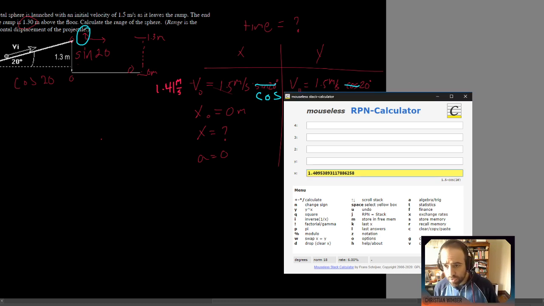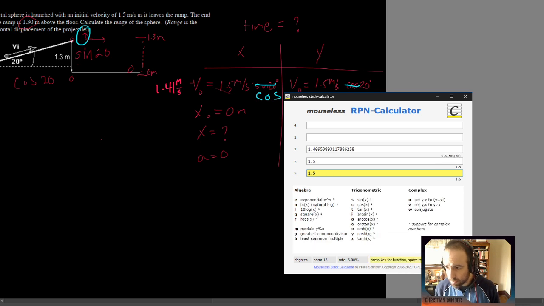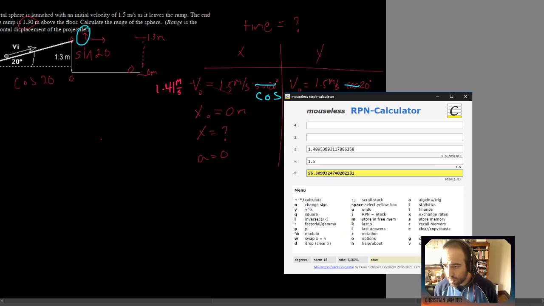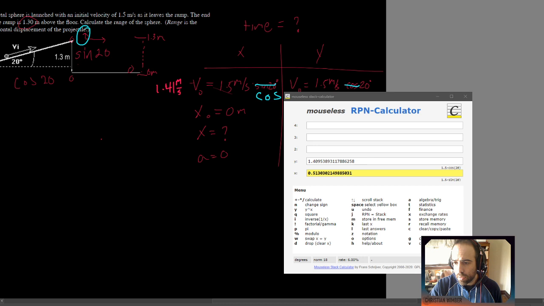And then the vertical part, 1.5 times the sine of 20, which is 0.513. So I'll go ahead and draw that off the side here. 0.513 meters per second. So a little ugly, but that'll fit. All right, so let's go ahead and solve our problem here.